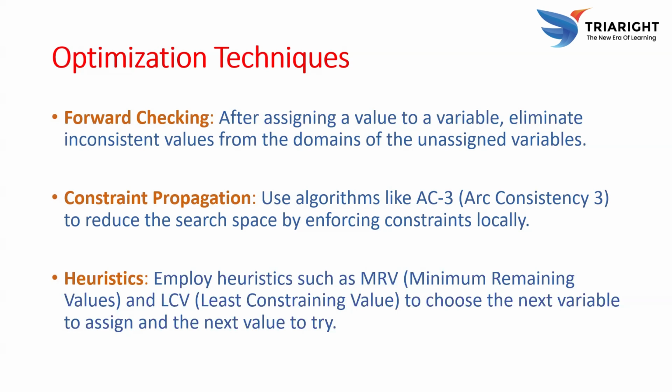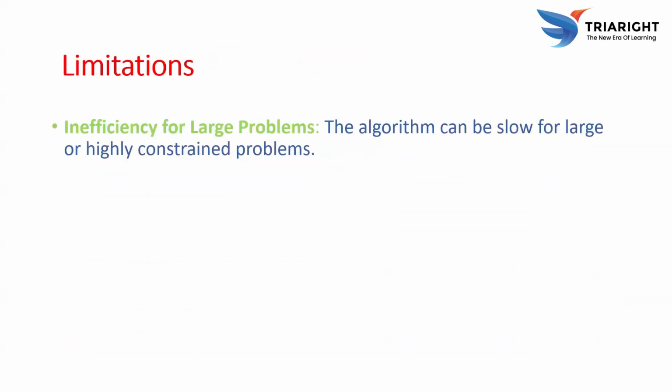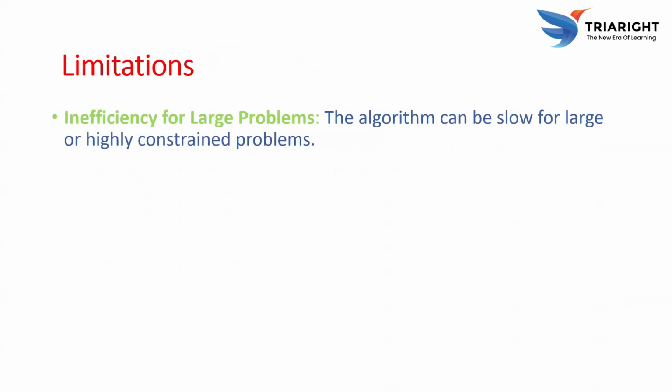So we have limitations too. First, inefficiency for large problems. The algorithm can be slow for large or highly constrained problems. This is the most significant limitation of backtracking in a systematic search. Pruning helps, but the fundamental problem remains the combinatorial explosion, for example with a very large number of variables, large domain sizes and weak constraints, even with optimization.